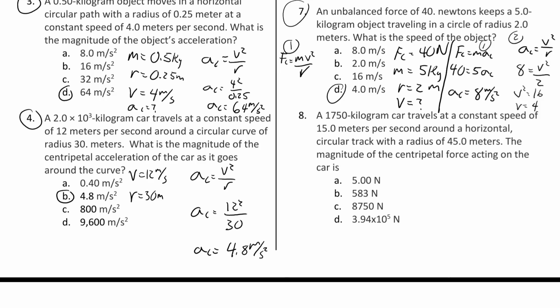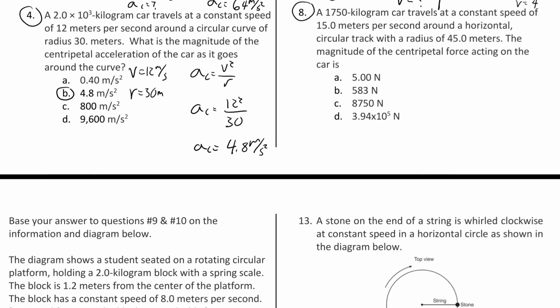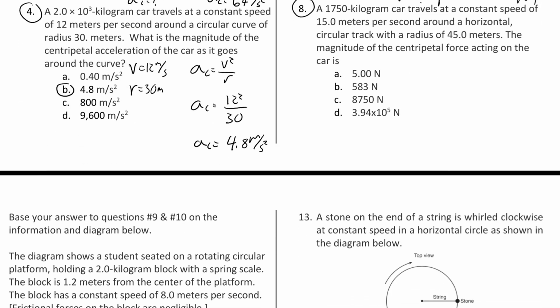Okay, so number 8. A 1,750 kilogram car travels at a constant speed of 15 meters per second around a horizontal circular track with a radius of 45 meters. The magnitude of the centripetal force acting on the car is. So they have the mass, they have the speed, which is the tangential velocity. The radius is 45 meters. Again, I apologize, my V's sometimes look like R's. This is supposed to be an R. They're asking for the force.